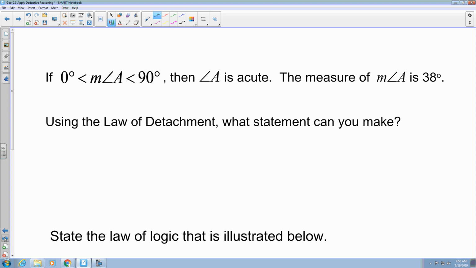So using the law of detachment, you can conclude that angle A is acute because we know it's in between 0 and 90. By definition, an acute angle is something that's in between 0 and 90 degrees. They told you that the measurement of angle A is 38 degrees. We know that angle A is acute.